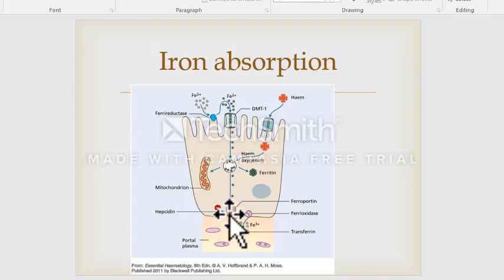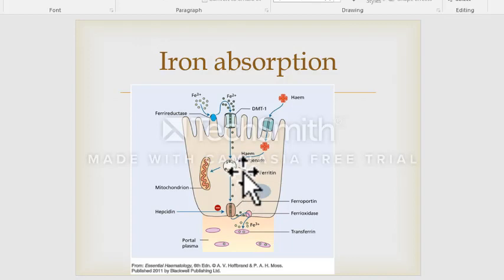This channel is basically regulated by another hormone known as hepcidin. Hepcidin is mainly secreted by the liver. This hepcidin regulates the entry of this iron into the peripheral circulation. If our body needs much iron, hepcidin regulates this iron, because this hepcidin also regulates another protein which is known as apoferritin.